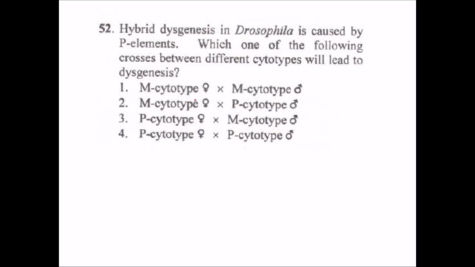the one which will have to pass the P element. I mean to say that if the female doesn't have the P element, it has the M cytotype, then the P element will not be passed to the progeny. But here the P element is present in case of the male one. So this dysgenesis will occur due to the mating between the M cytotype female and the P cytotype male. If it is P cytotype female, then this condition will not exist.